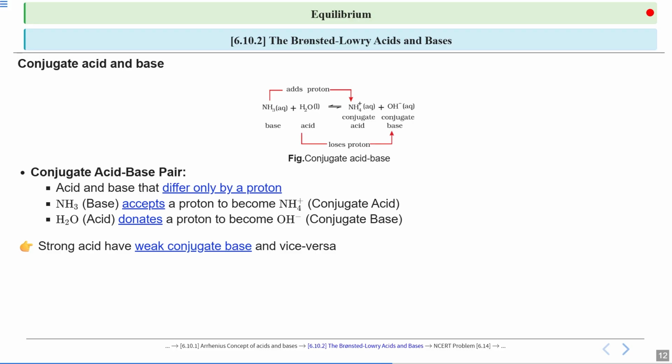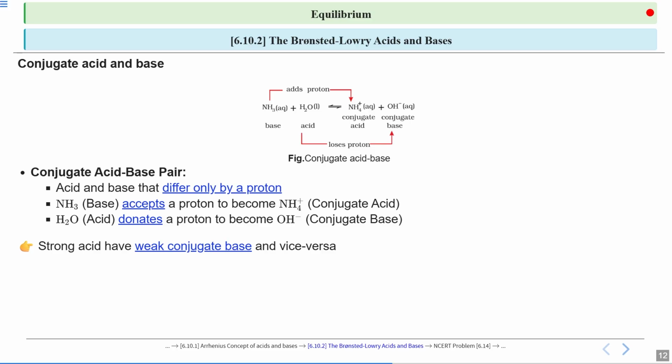So a very important point to discuss, which I will tell you, is that the strong acid has a weak conjugate base. So what can you arrive from here? If ammonia is considered as your base, then its conjugate acid is NH4 plus. If I ask you which one is strong and which one is weak, how will you decide it? If it is a strong base, then it will form a weak acid, right? First thing. And if ammonia is a weak base, then it will form a strong acid, right?